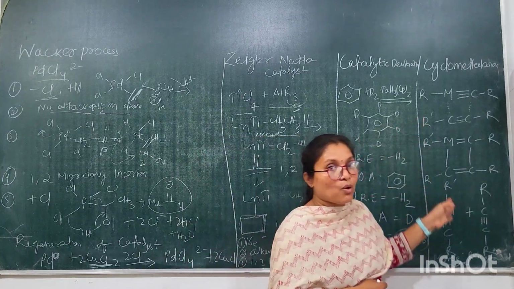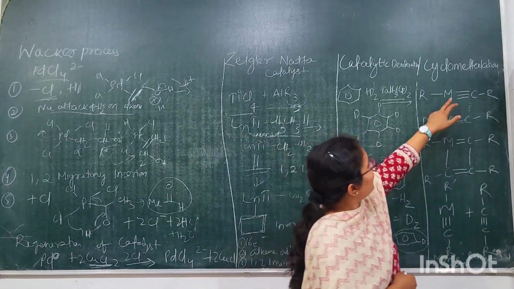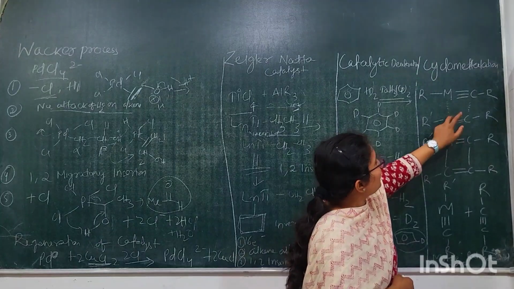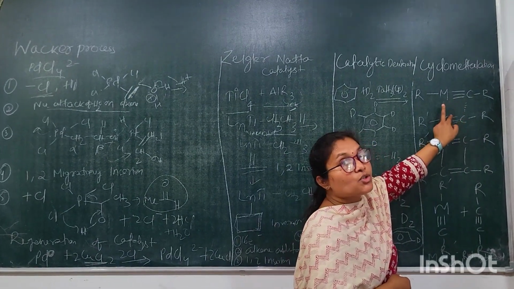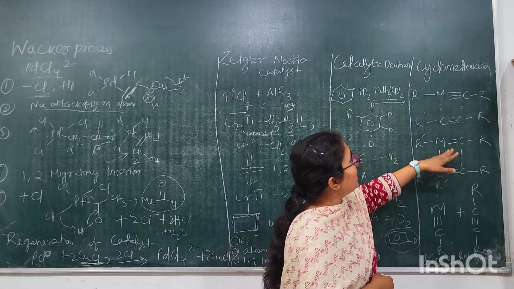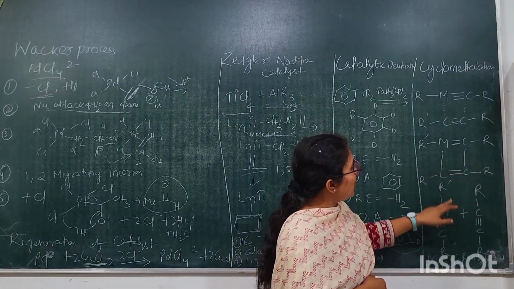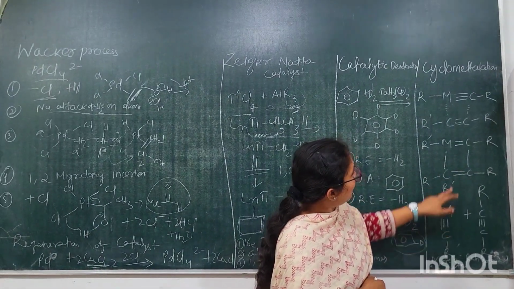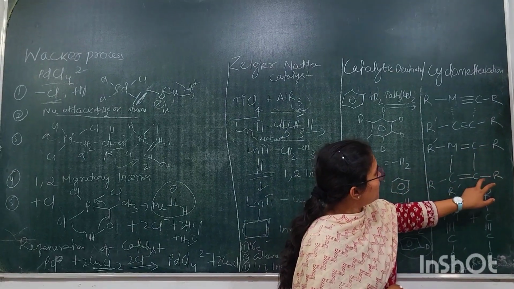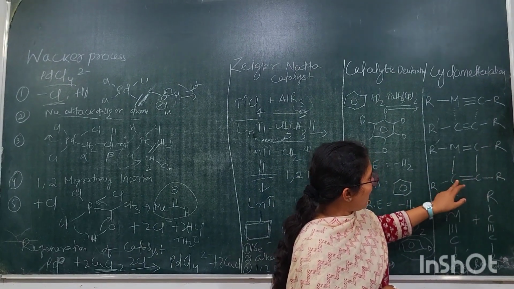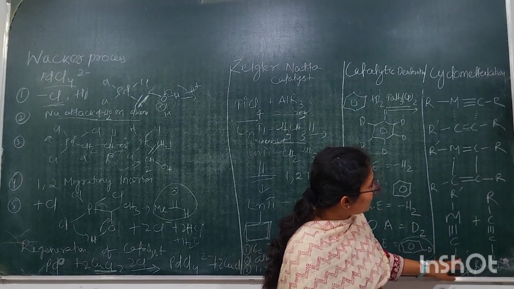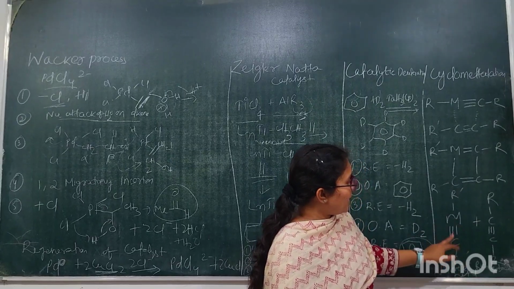Last is cyclometallation. Here we see these two reagents add in a concerted, cyclic way, and just the groups get exchanged. There is a cyclic transition state, and here M combines with the opposite R group, and the electron rich R group goes to the metal side.